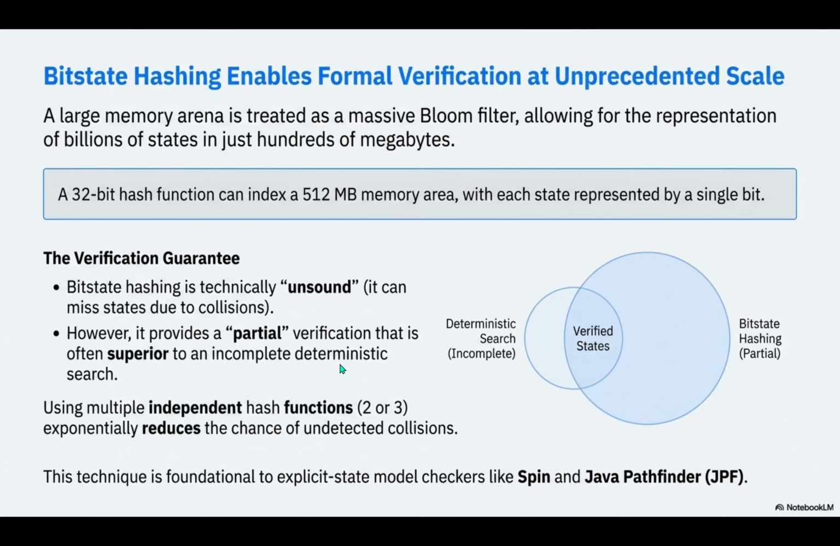Ah, I see. By accepting a tiny mathematically bounded chance of a collision, and using just 2 or 3 strong hash functions that reduce that chance exponentially, you cover vastly more ground. You find more bugs faster. So you're trading perfection for massive coverage gains.